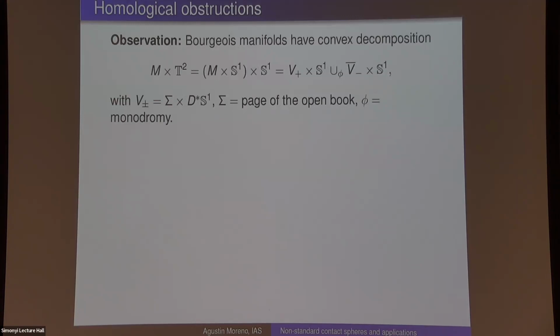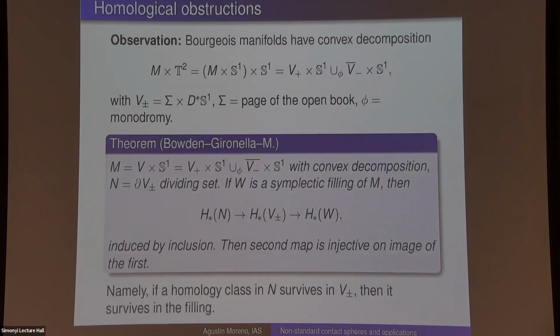For the case of the Bourgeois construction, V plus and V minus are given by sigma times the annulus, where sigma is the page of the original open book. So I'm saying that I can view any Bourgeois manifold as being of the form V times S1, where V is a convex hypersurface with some dividing set. I will want to use a more general term, introduced by Jonathan, Fabio, and myself, for these types of manifolds, which includes in particular the case of Bourgeois manifolds.